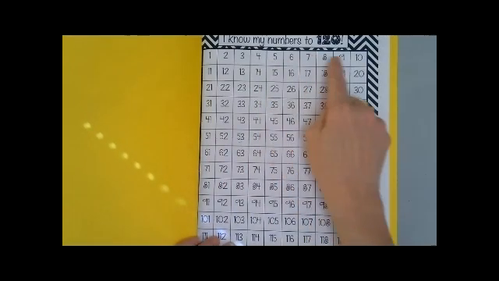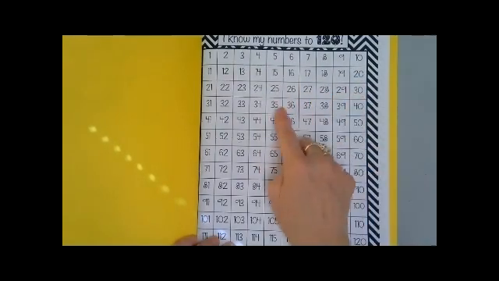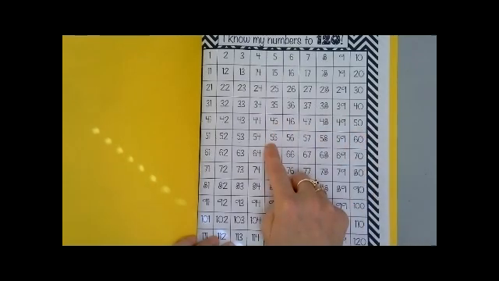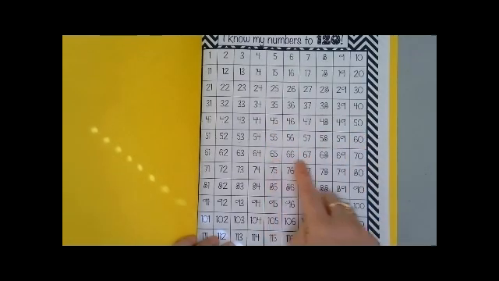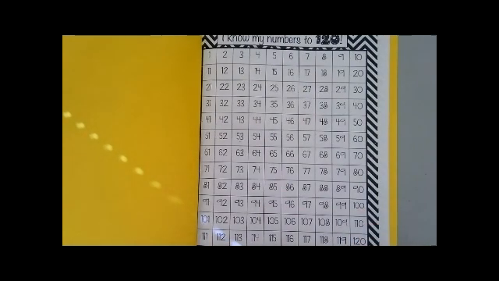Begin. 5, 10, 15, 20, 25, 30, 35, 40, 45, 50, 55, 60, 65, 70, 75, 80, 85, 90, 95, 100. Let's do that again and try to go to 120 this time.